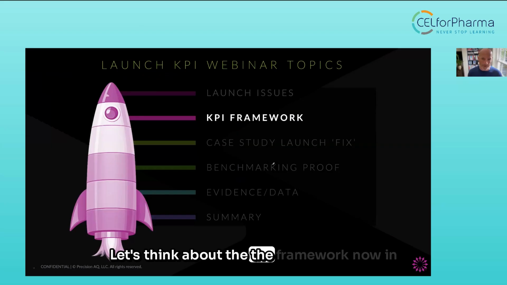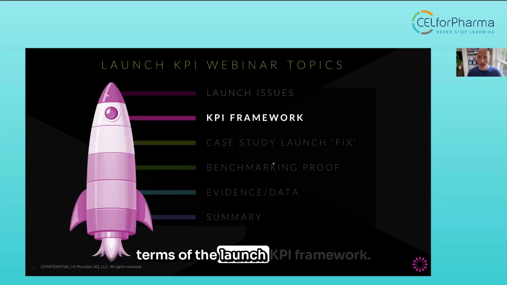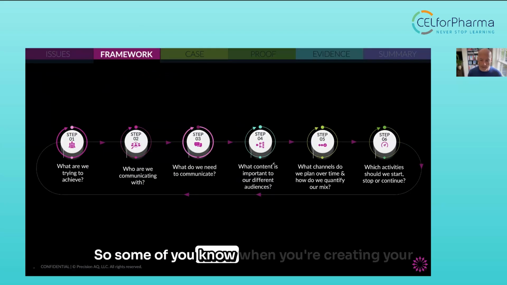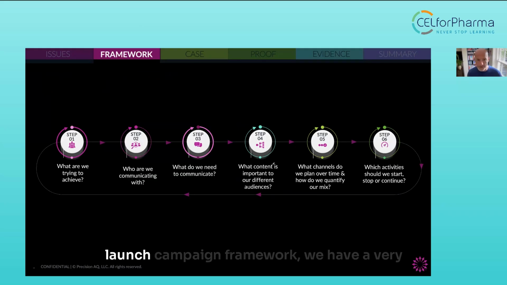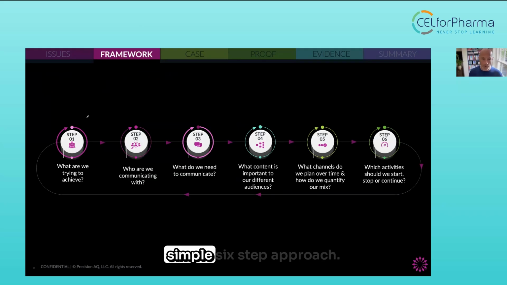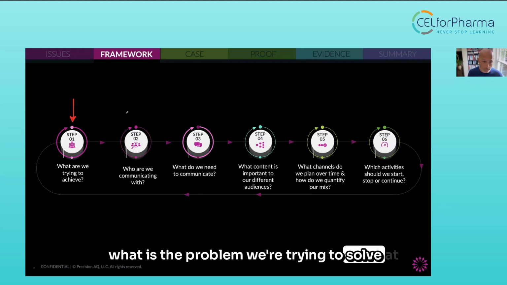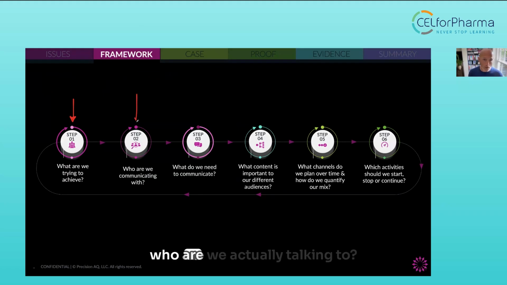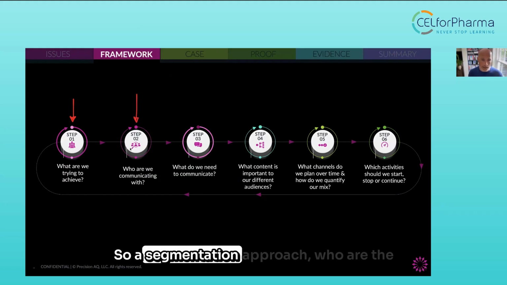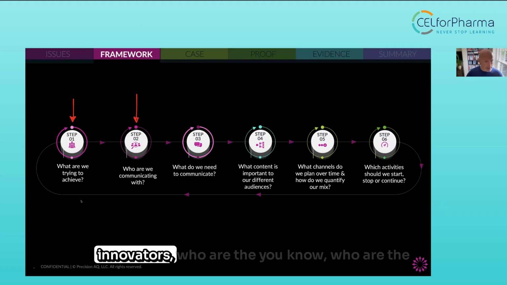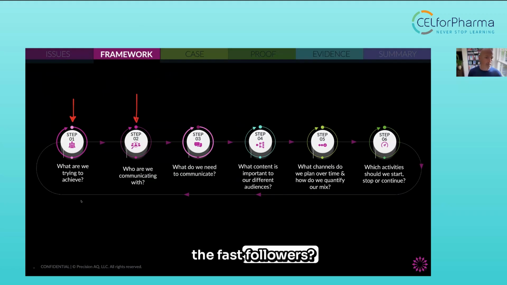Let's think about the framework now in terms of the launch KPI framework. Some of you know when you're creating your launch campaign framework, we have a very simple six-step approach. What is the problem we're trying to solve at launch? Who are we actually talking to? So a segmentation approach. Who are the innovators? Who are the fast followers in a launch, et cetera, et cetera.